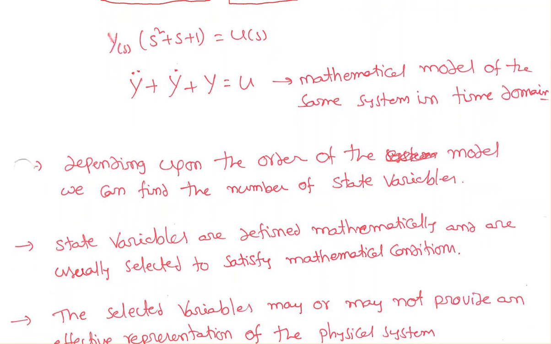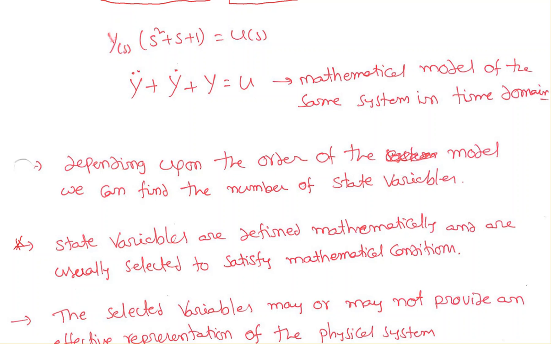Now state variables are defined mathematically and are usually selected to satisfy mathematical conditions. So when we select the state variables, say for example, you're designing a car. On the dashboard, you want to see how fast you're going. You want to see how hot your engine is so that if it's getting hotter, you can stop somewhere. And you want to see the fuel level. Those are the important things.